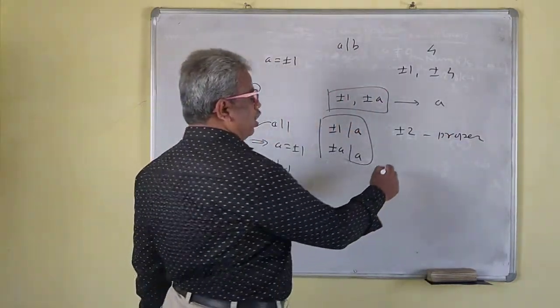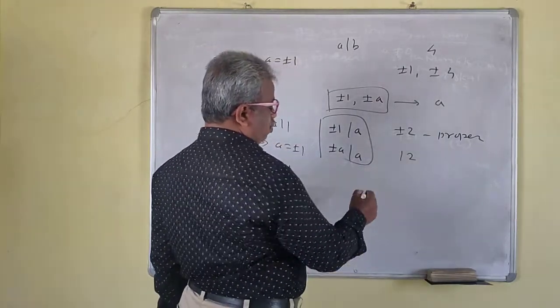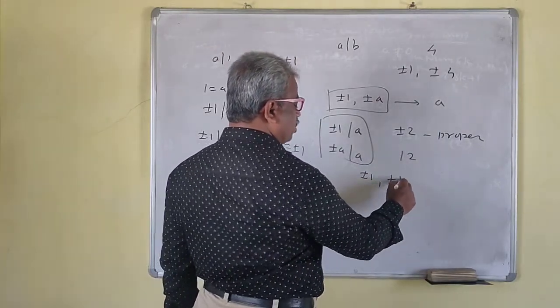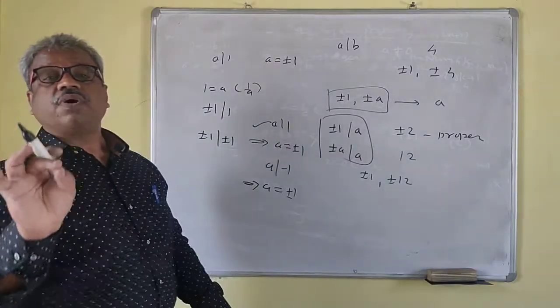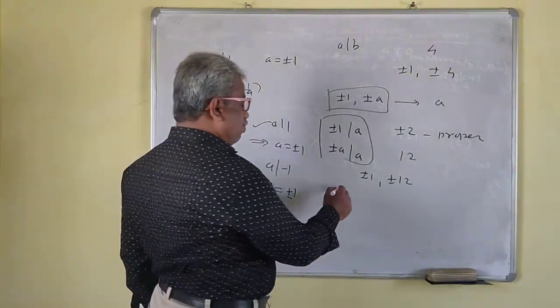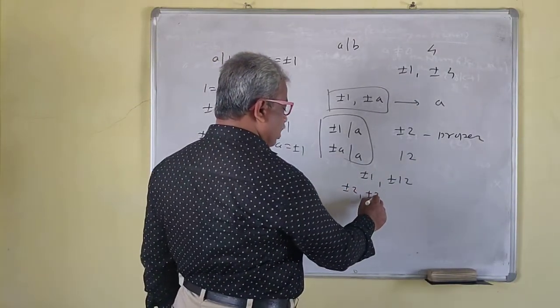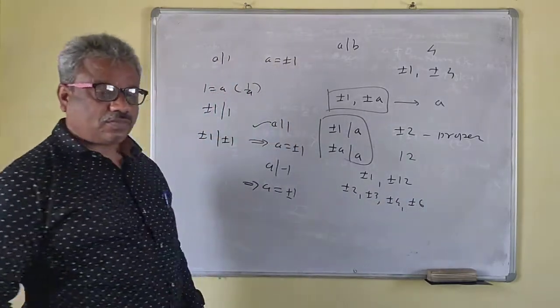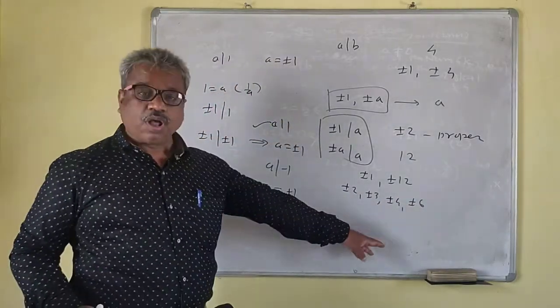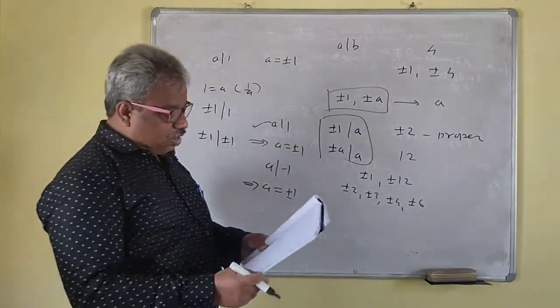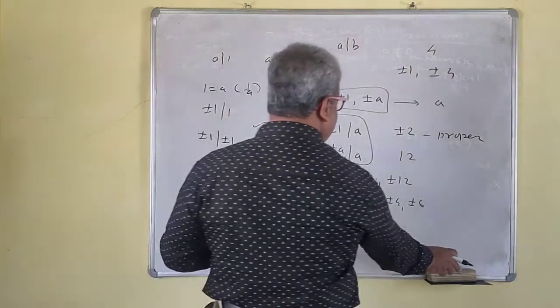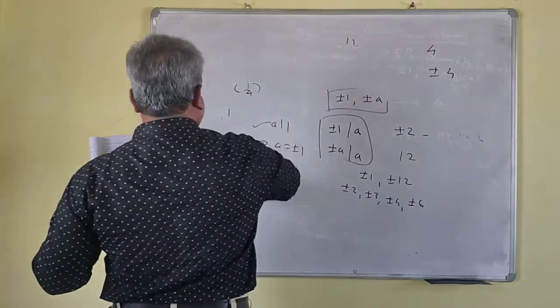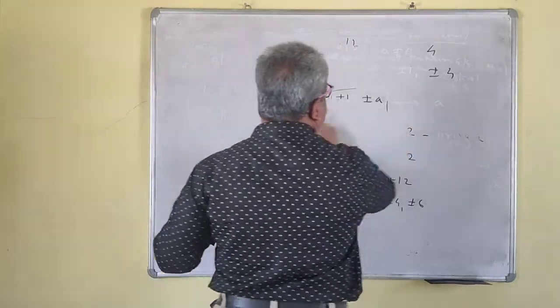Suppose we have 12. Then plus or minus 1 and plus or minus 12 are improper divisors of 12. Then plus or minus 2, plus or minus 3, plus or minus 4, plus or minus 6 are the proper divisors of 12. So I hope that you understand the basic definition of divisibility.